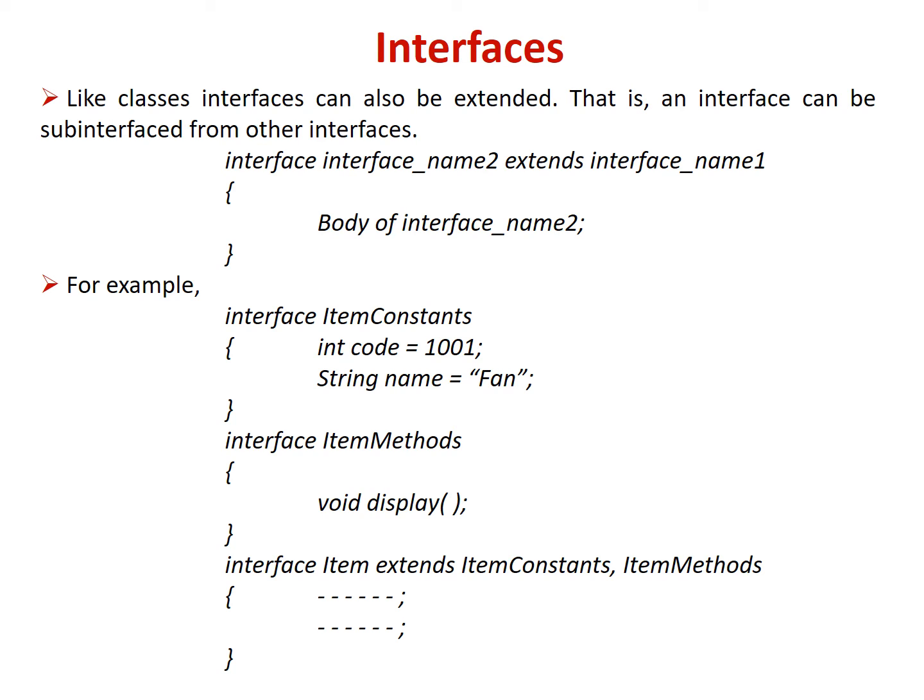As an example here, now the atom constants is the first interface with two data atoms, that is code and name. Then atom methods is the second interface with one display method. After this, the atom interface extends atom constants and atom methods interface.